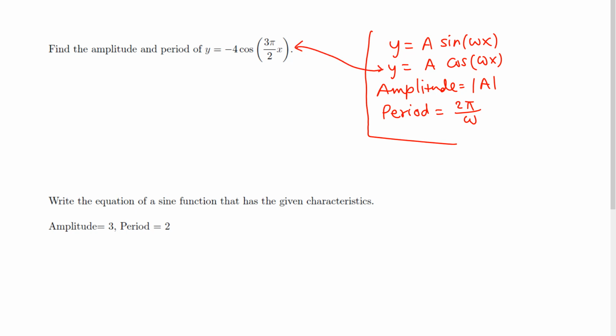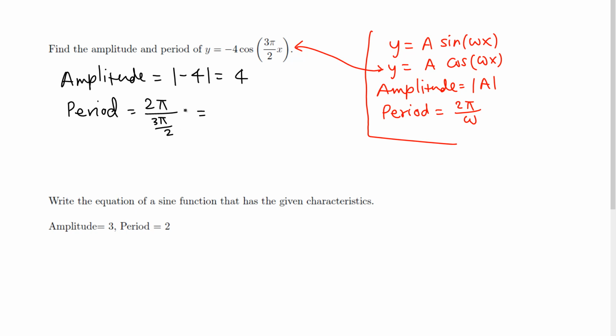So for this function, amplitude is absolute value of -4, that's just 4, and period is 2 pi over omega, which is the coefficient of x, 3 pi over 2. Okay, this is a complex fraction, and now we need to simplify.